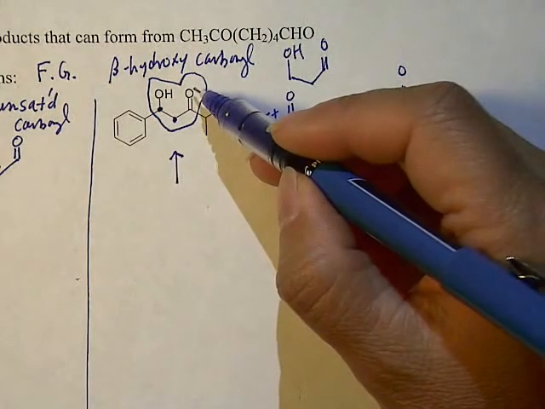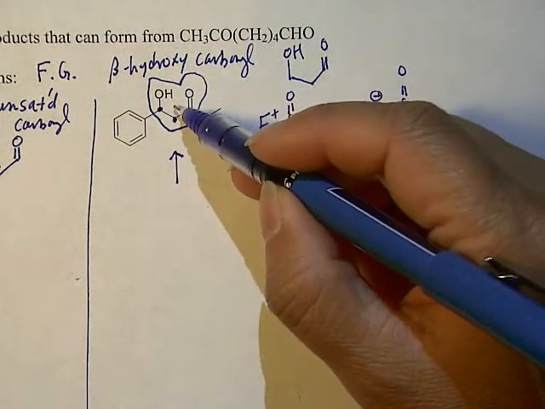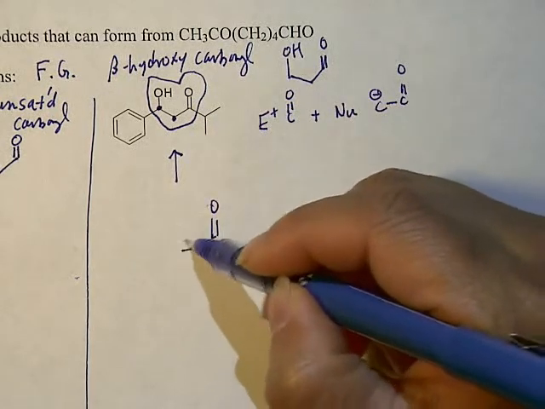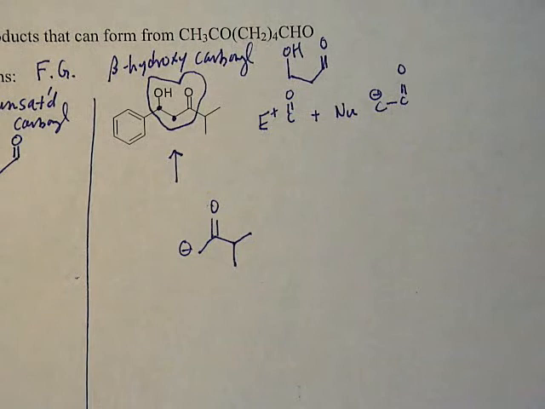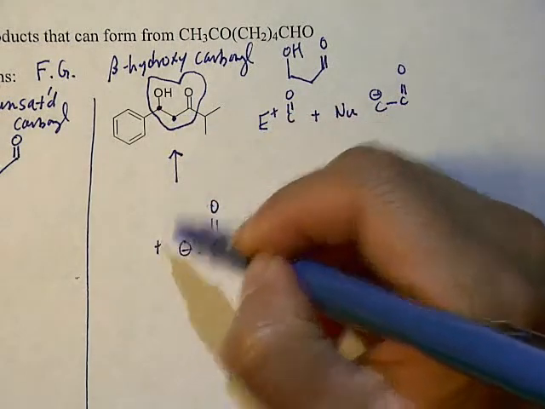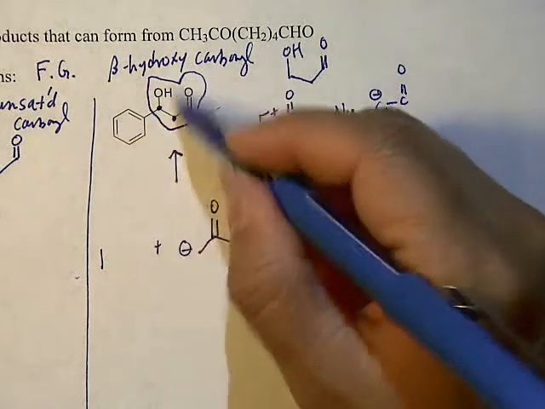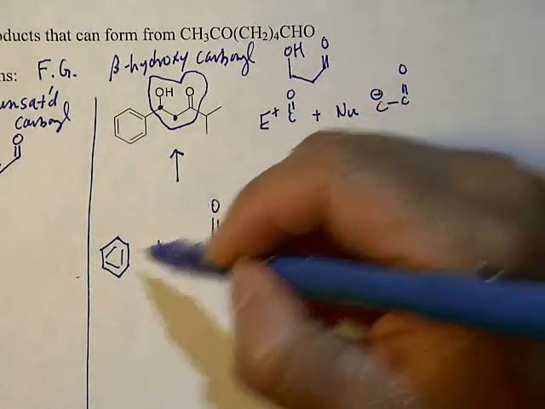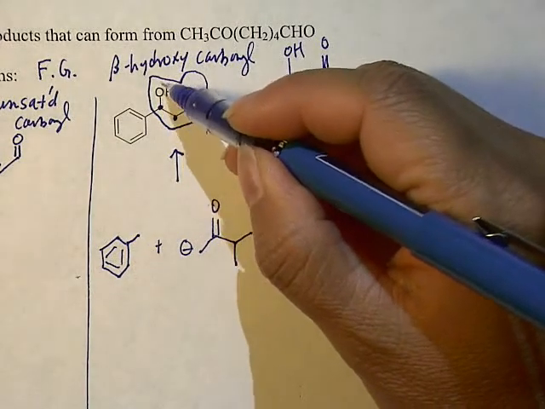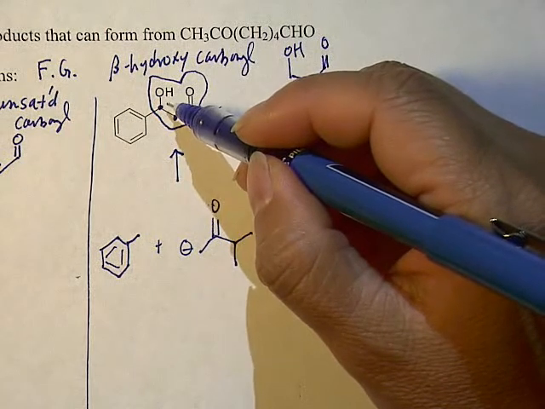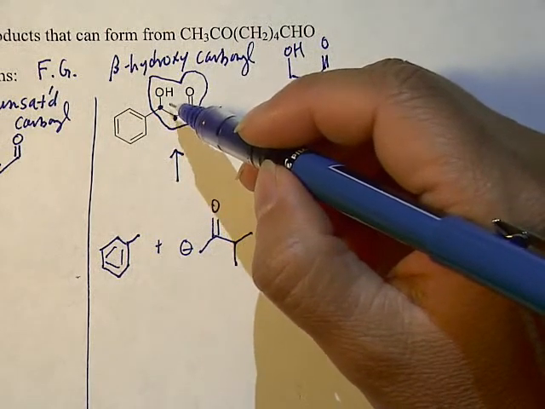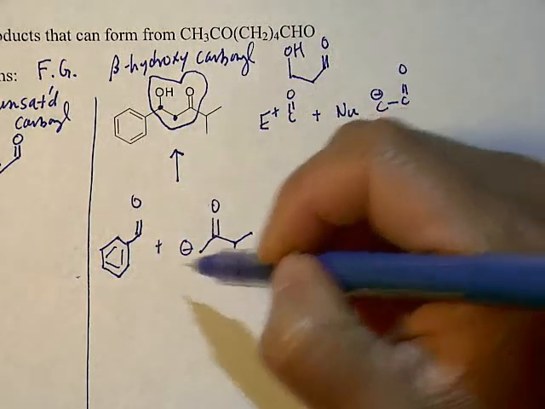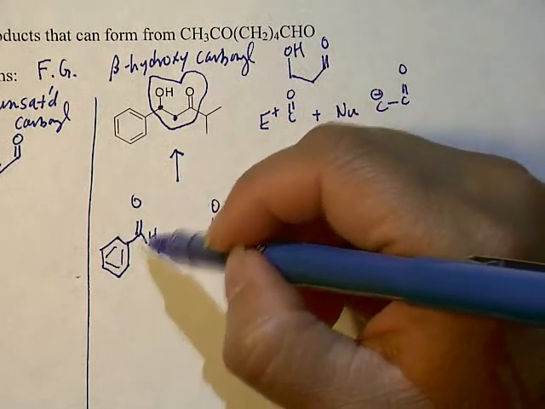And the part that served as the nucleophile enolate has to be the one that still has the carbonyl. So this must have been the enolate, and then it must have reacted with this part of the compound, in which this OH comes from the aldehyde or ketone that didn't react, right? So this used to be the carbonyl, and in this case it's a benzaldehyde.